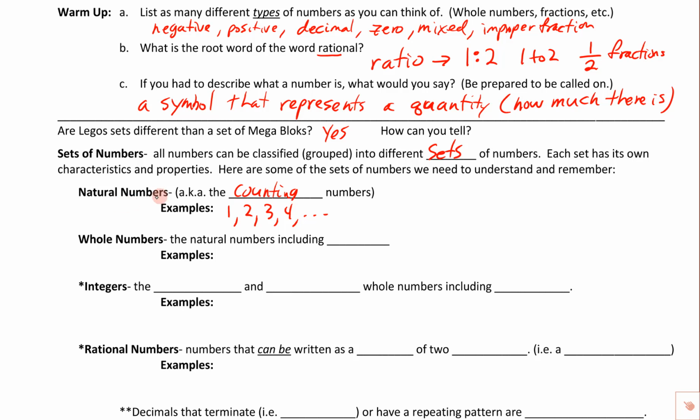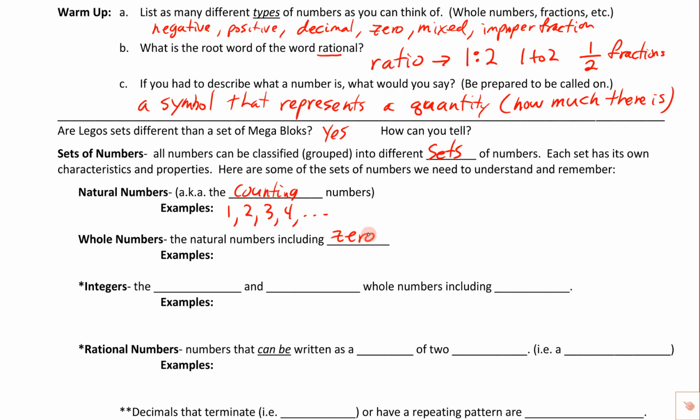So the natural numbers, if you ever hear anybody talk about that, they're just talking about the counting numbers. We count starting at 1, 2, 3, 4, and so forth. And then there are the whole numbers. Those are the natural numbers, so it's this entire group of numbers right here, including the number 0.